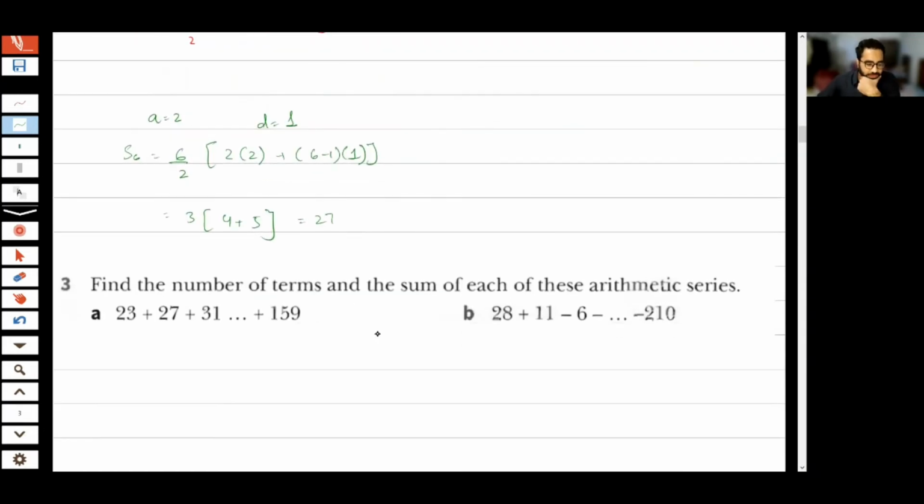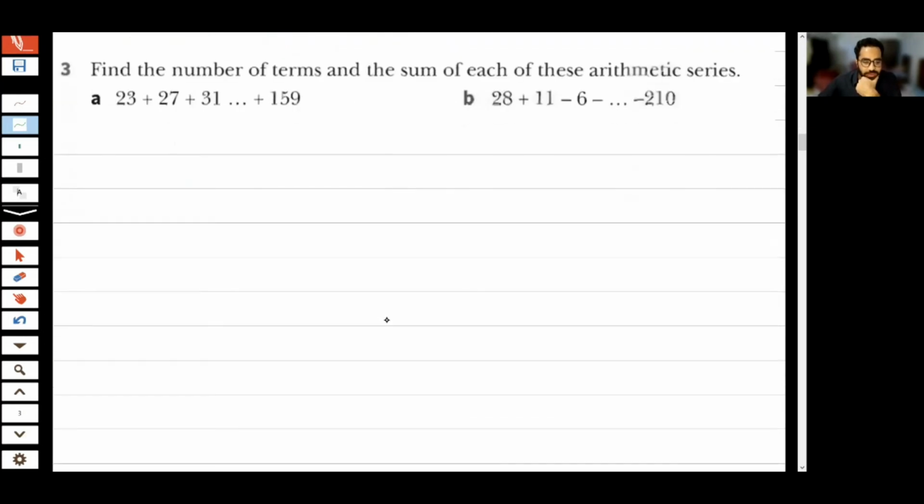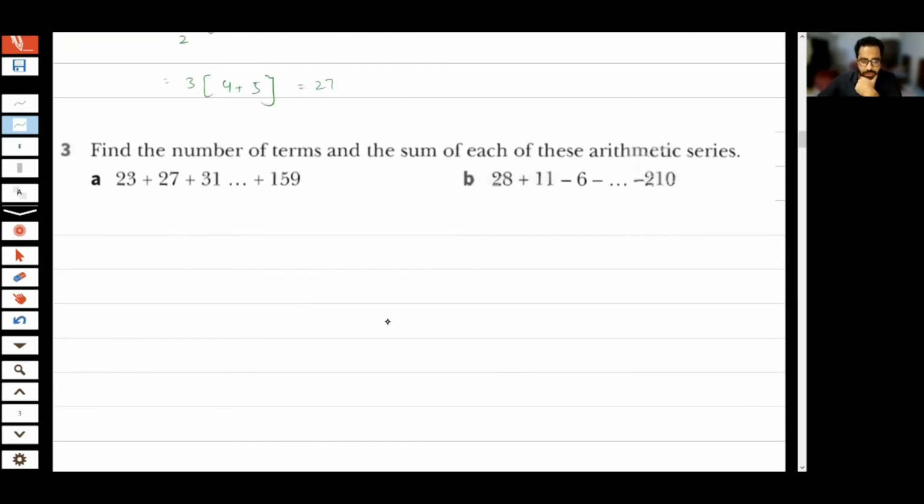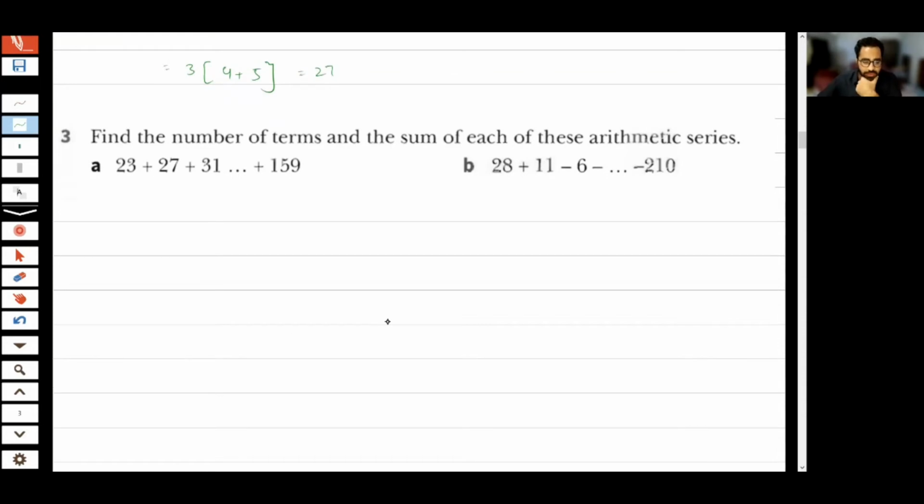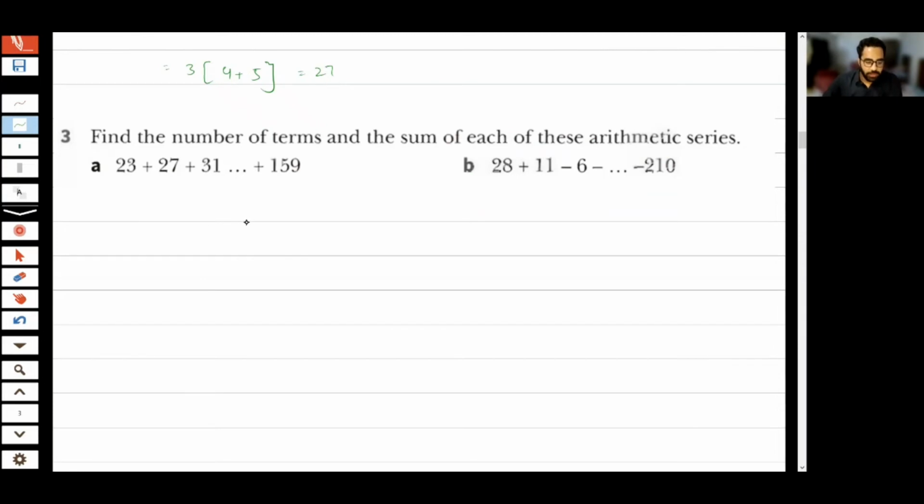Let's take a few other questions from the book. Find the number of terms and the sum of each of these arithmetic series. क्या है, number of terms निकालो और sum निकालो of each of these arithmetic series. I'm not going to do this. This looks very easy. I'm going to do part B. ठीक है, तो part B में हमारे पास क्या है? हमारे पास first term हमें नजर आ रही है कि हमारी first term is 28.